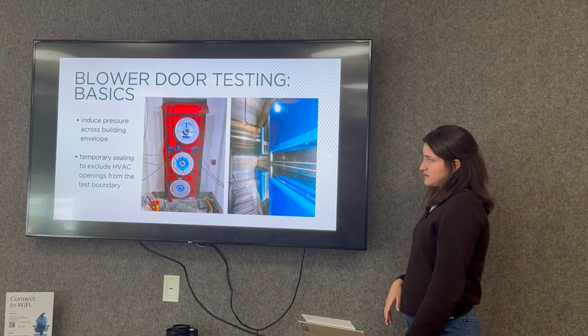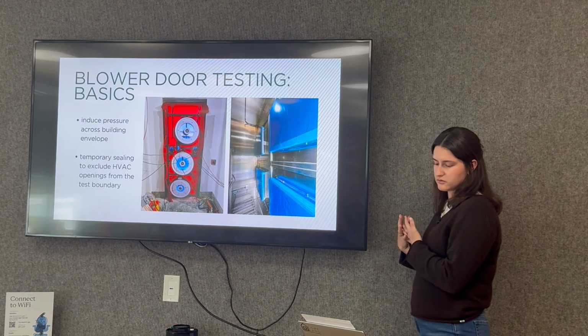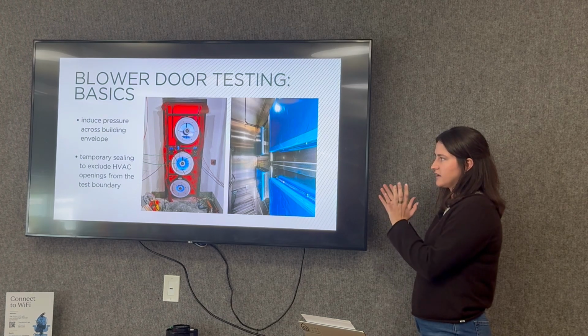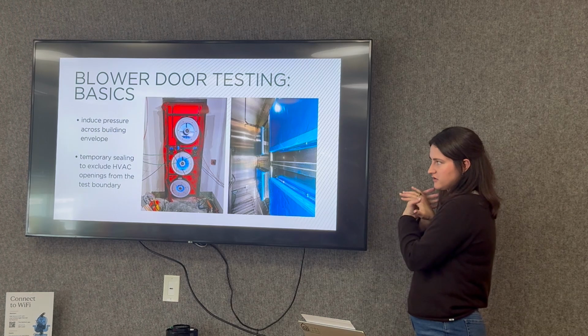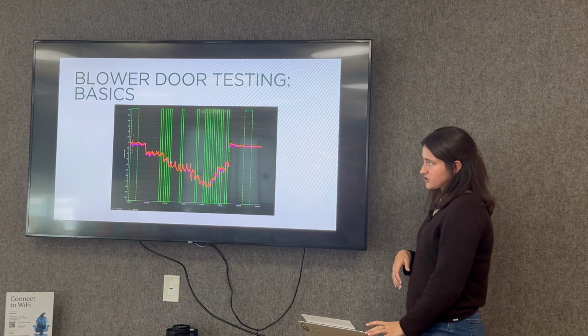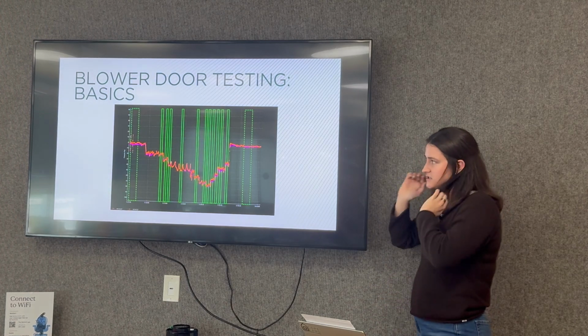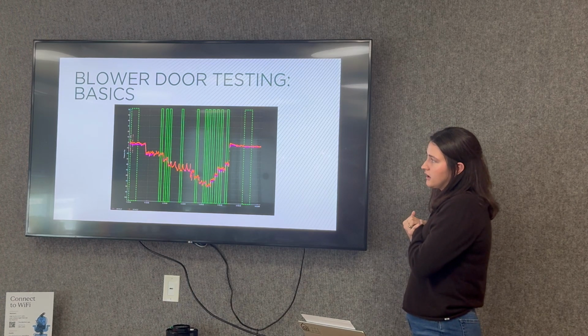So we collect periods of data to get an average building pressure at some average airflow with the fans. And then once we collect data in one direction, we flip the fans around and do the same thing in the opposite direction. So here's a little snippet of what you would observe during a whole building airtightness test. This is sort of what the computer software looks like.